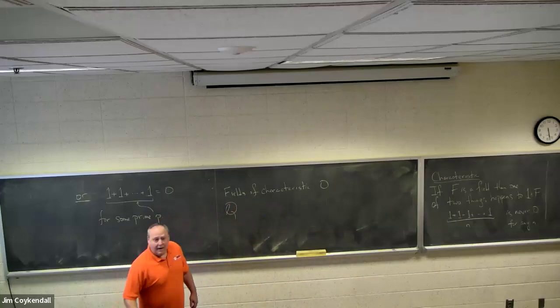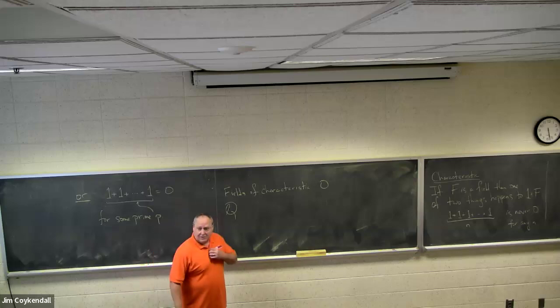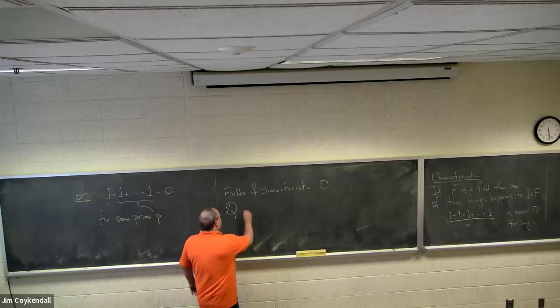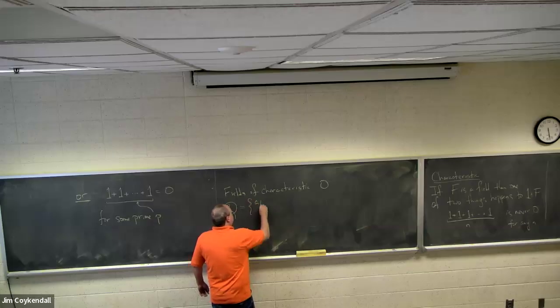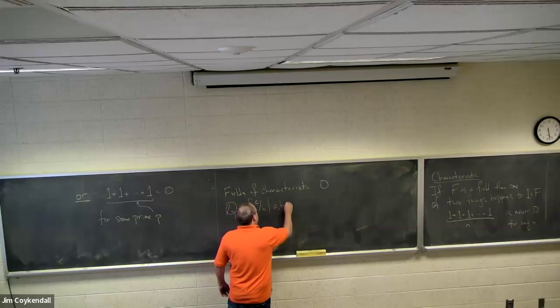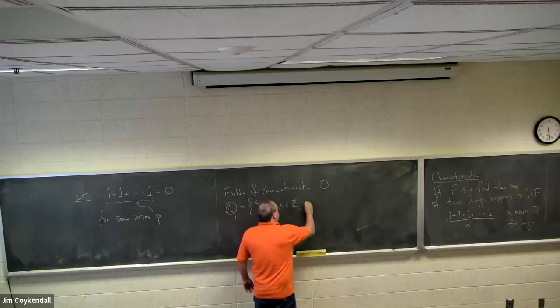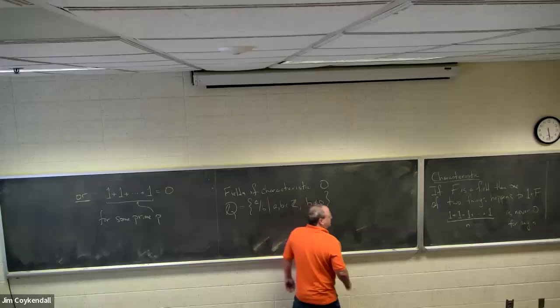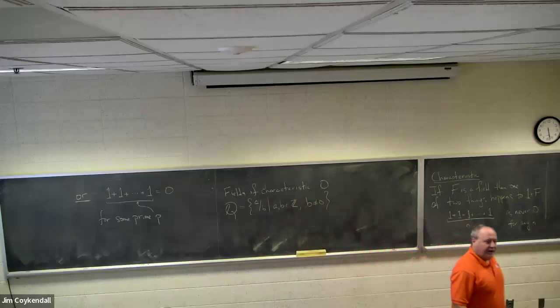Q. Are you familiar with this notation? How many of you see this? This is the rational numbers. Set of fractions of integers such that the denominator is not zero. This is the rational numbers. Anyone know what's special about this particular field, characteristic zero?